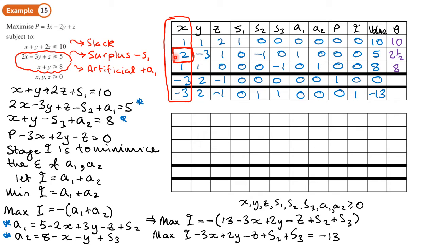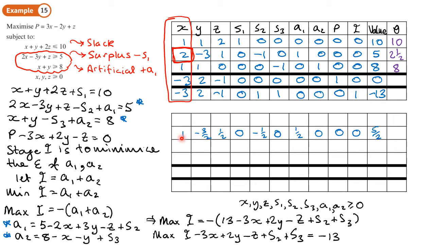So now I divide everything in this row by 2, row number 2. So that will give me 1, negative 3 over 2, a half, 0, negative a half, 0, a half, 0, 0, 0, 5 over 2.